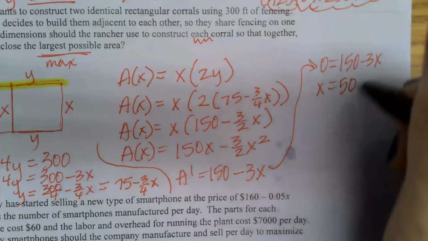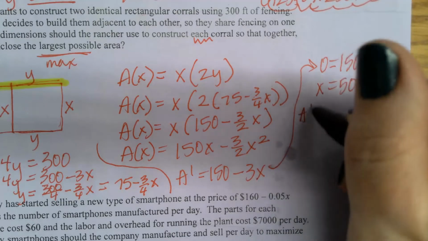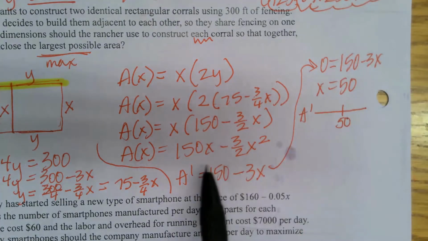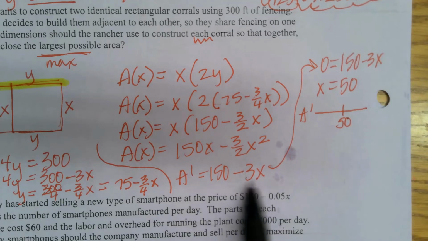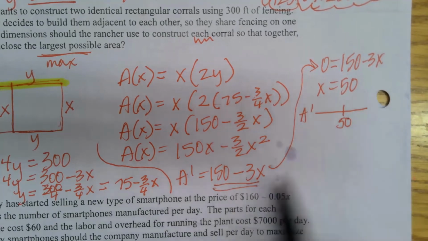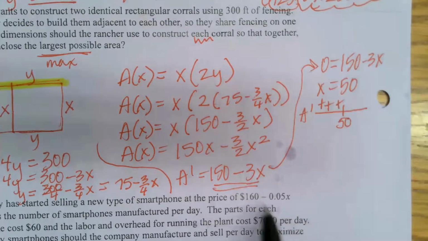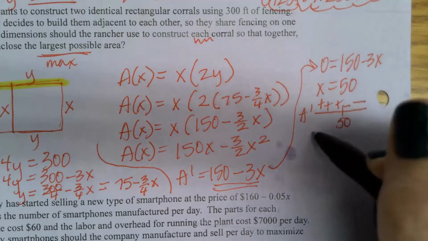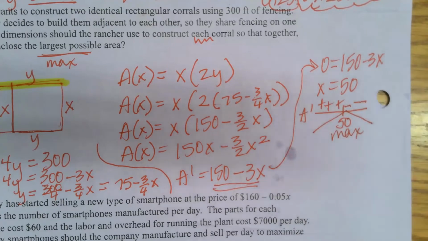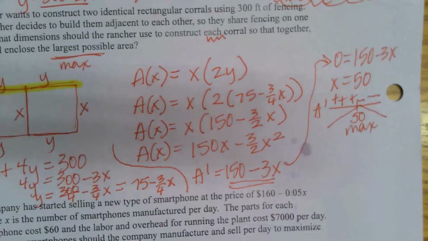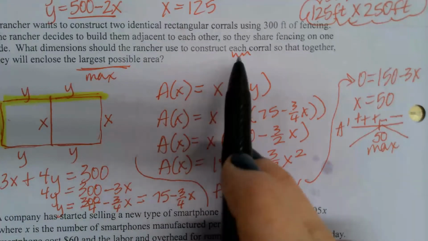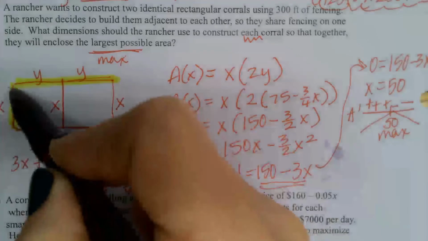So again, my X is 50 feet, but I want to make sure that that is in fact the max that I want it to be. So I'll check it in my A prime. I'll put in something like 0, so 150 minus 0 is positive. And I'll put in something like 100, and that does come out to be negative, so that is a max. So I check to make sure that that did come out to be a max, and then I'm going to answer the question, what dimensions should the rancher use to construct each corral? So I want each corral's dimensions.